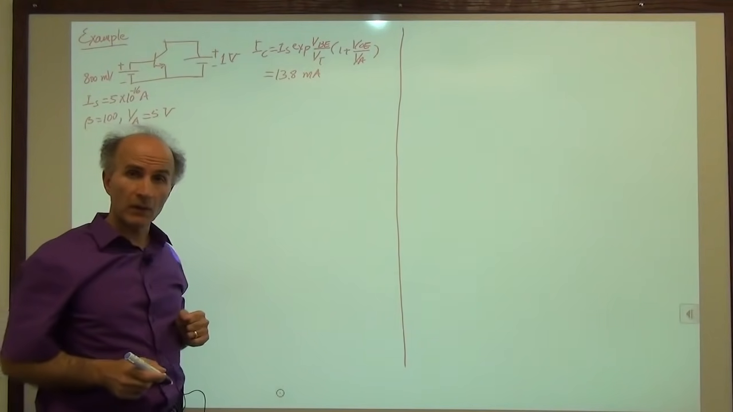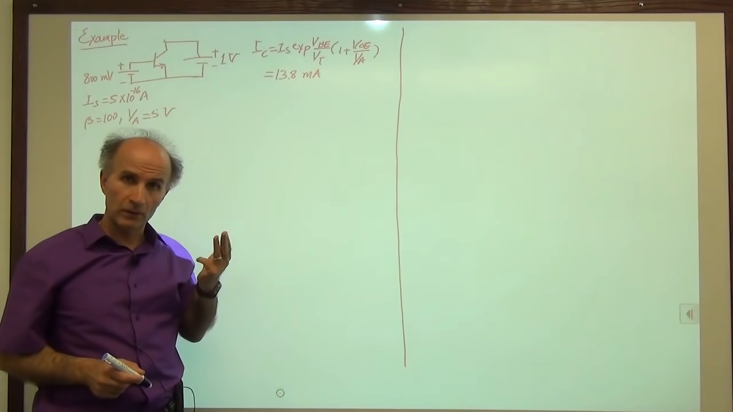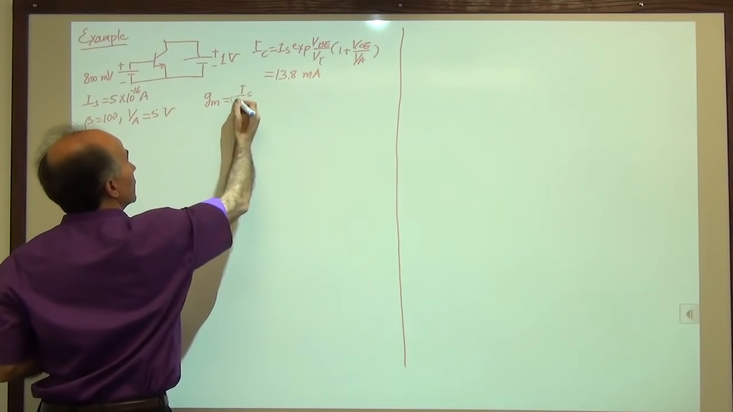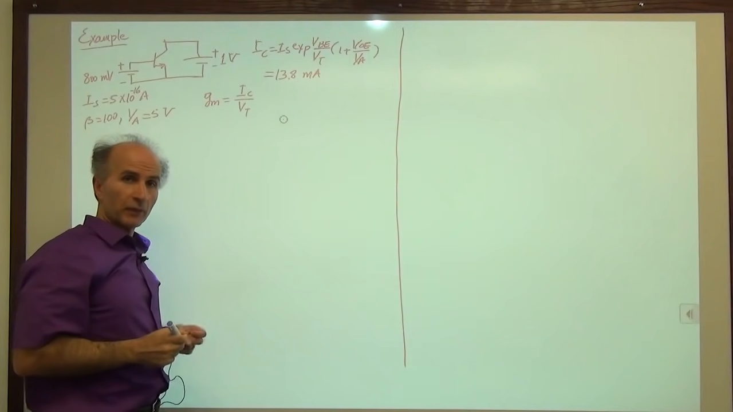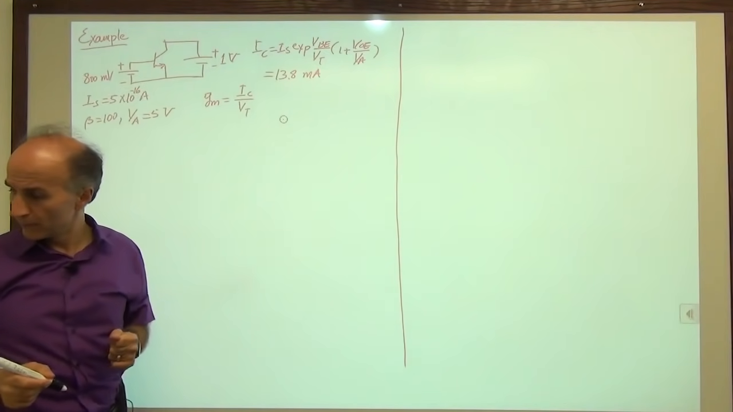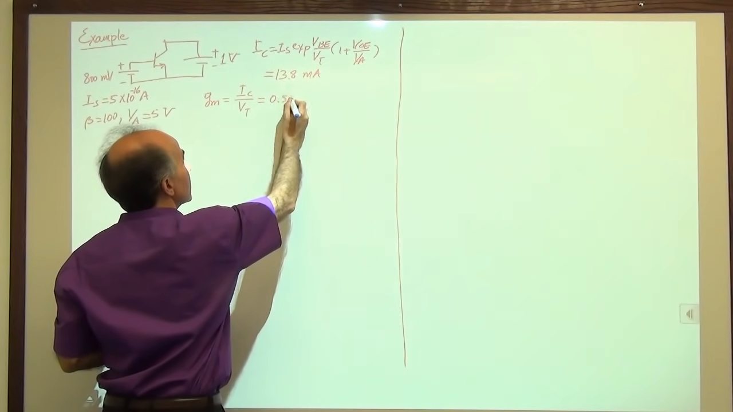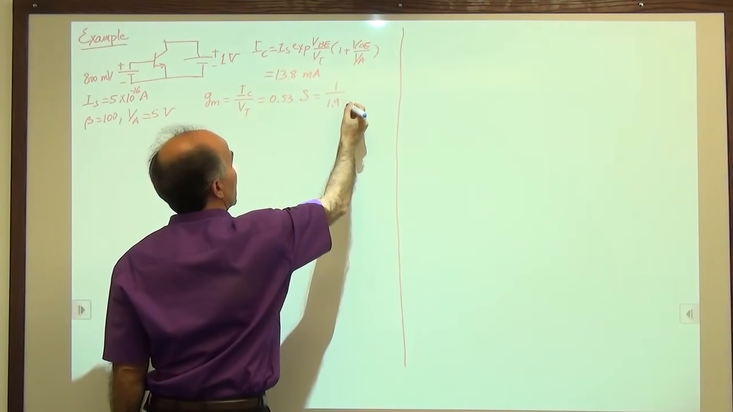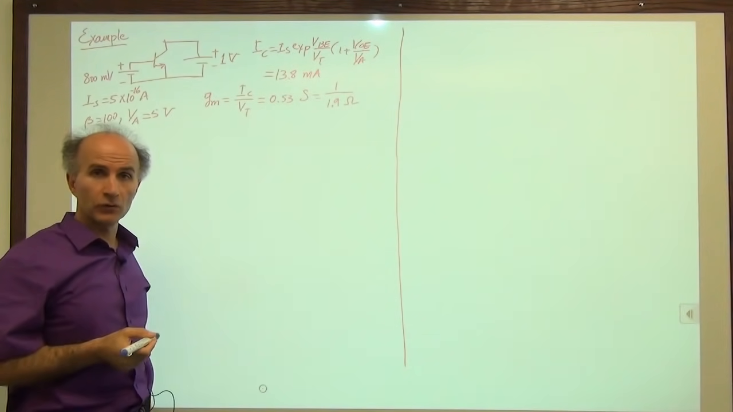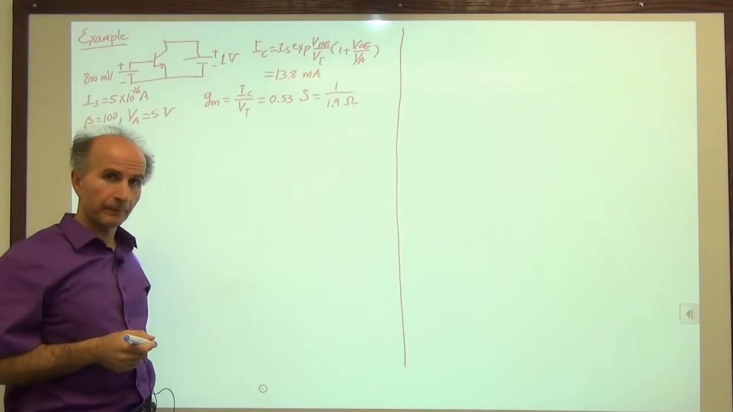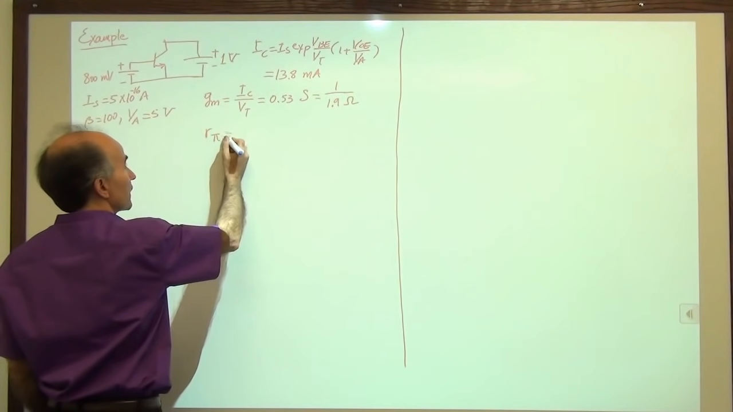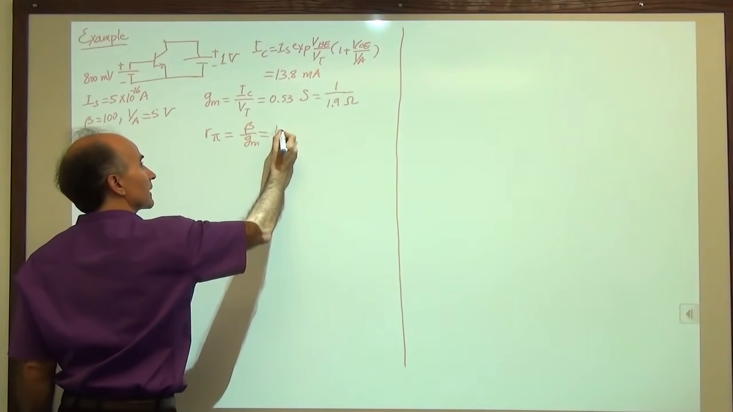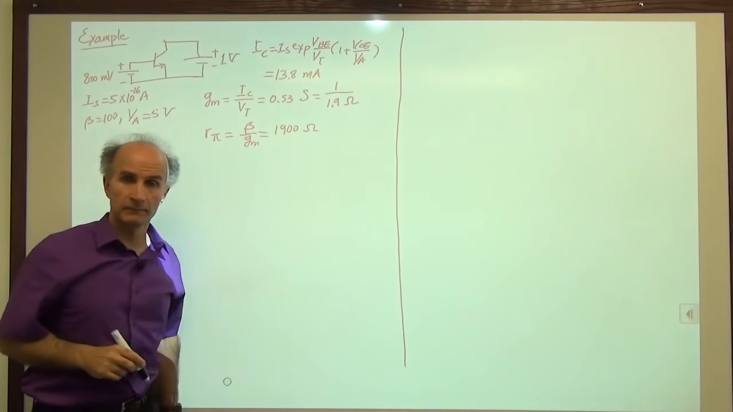Now for the small signal model, we need GM, R pi, and RO, three parameters. So let's calculate those. GM is equal to IC over VT, 13.8 milliamps divided by 26 millivolts. And that is equal to 0.53 Siemens, or sometimes we like to express it as 1 over 1.9 ohms. Either way is fine, but it's good to be comfortable with both representations. Then R pi is just beta over GM. So 100 times 1.9. That's 1900 ohms. It's not that bad.